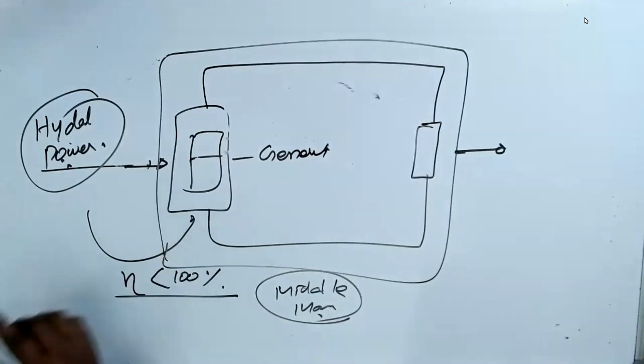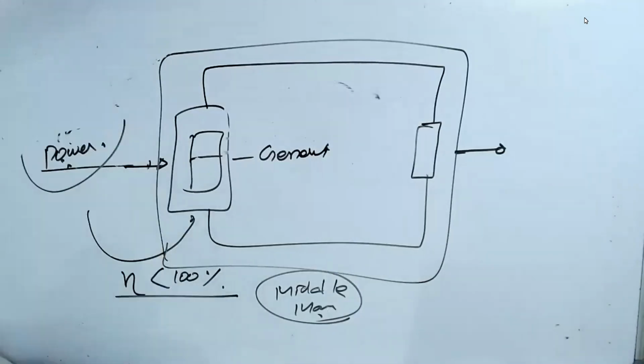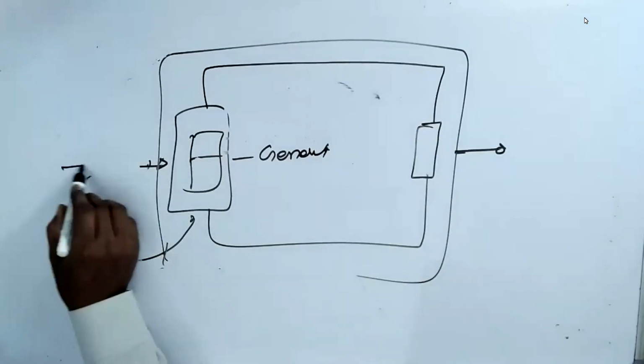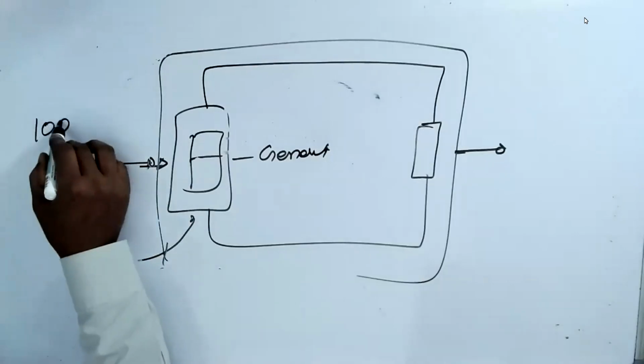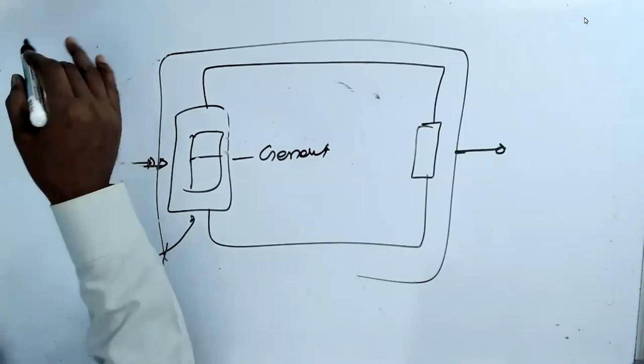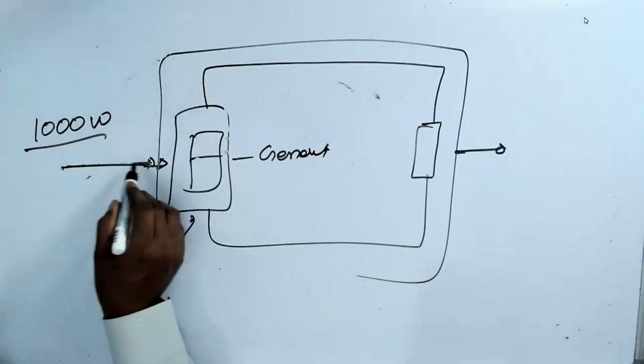So that means I give a power. Let us not worry about the energy now. Let us worry about only power. I give a power here, 1000 watts. It could be any way. It could be chemical or whatever it is. This is the energy power I'm giving.